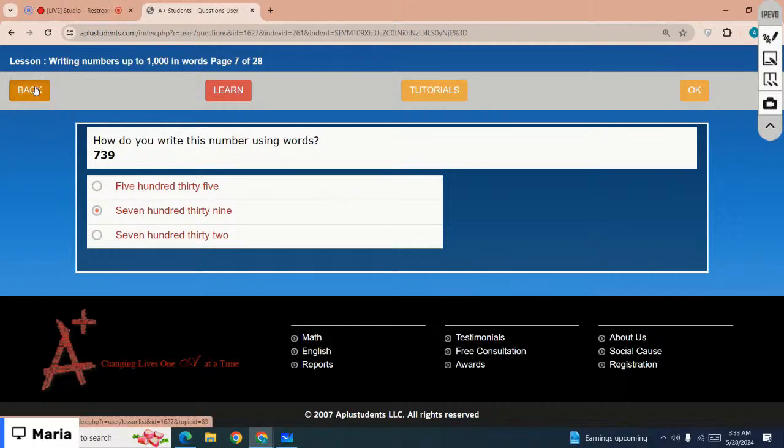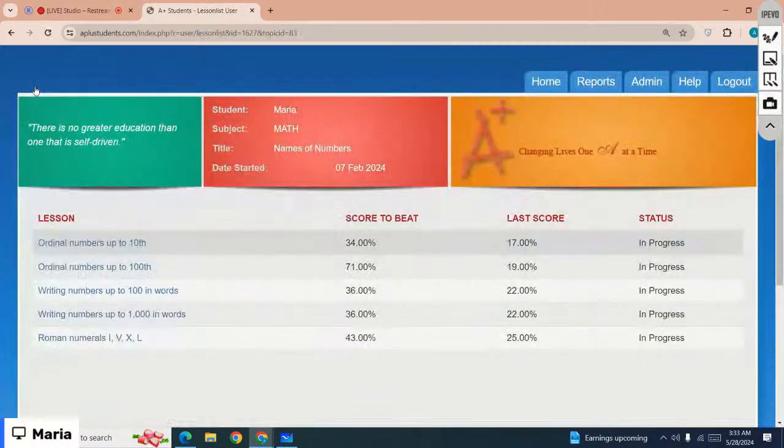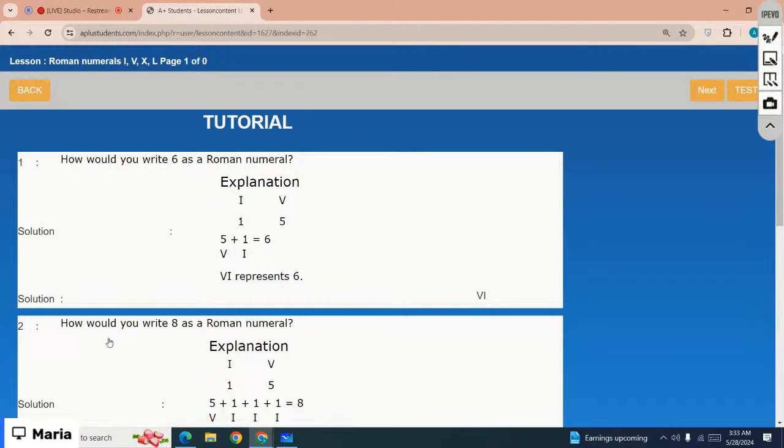Okay, you can complete the lesson by yourself later today. Let me just move on to the next lesson. The next lesson is Roman numerals 1, 5, 10, and 12. How would you write a Roman numeral 6?